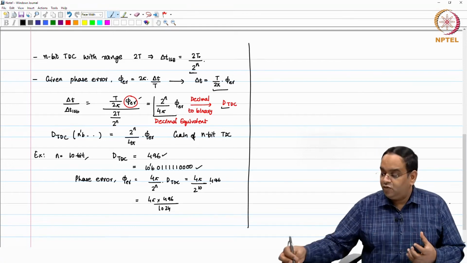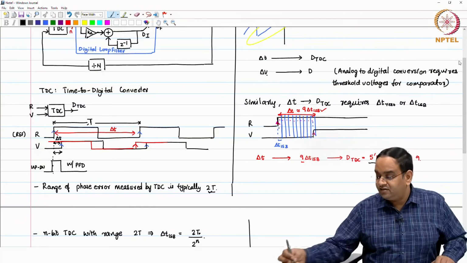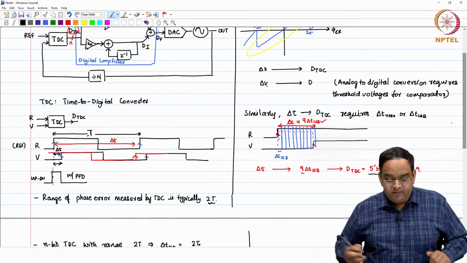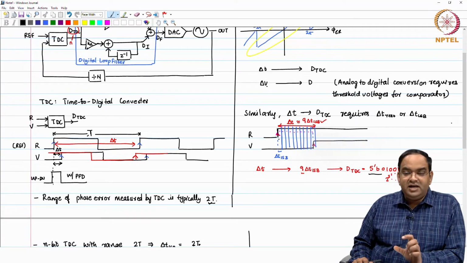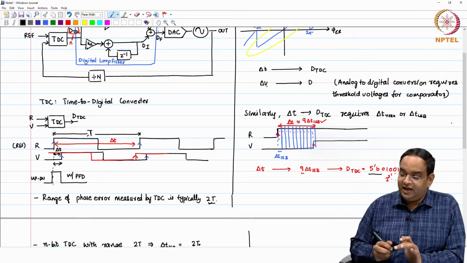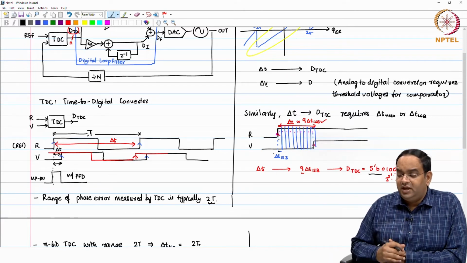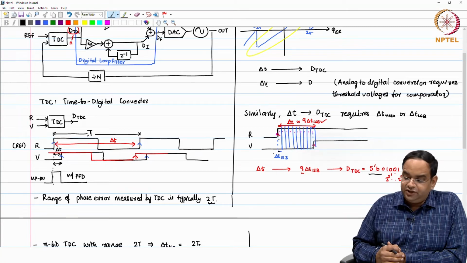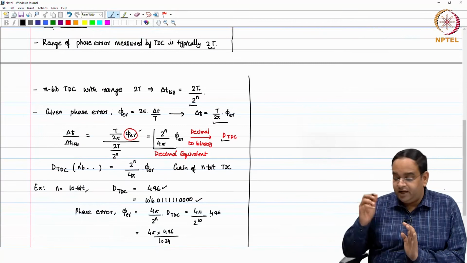So what is the meaning of the dTDC output? That is clear by now: it measures the timing difference between the reference and the feedback clock. What you need is delta t LSB, which somehow you have to get, and you have to create this delta t LSB in a similar way as you generate the comparator threshold. Once you get that dTDC, this is what it will mean.